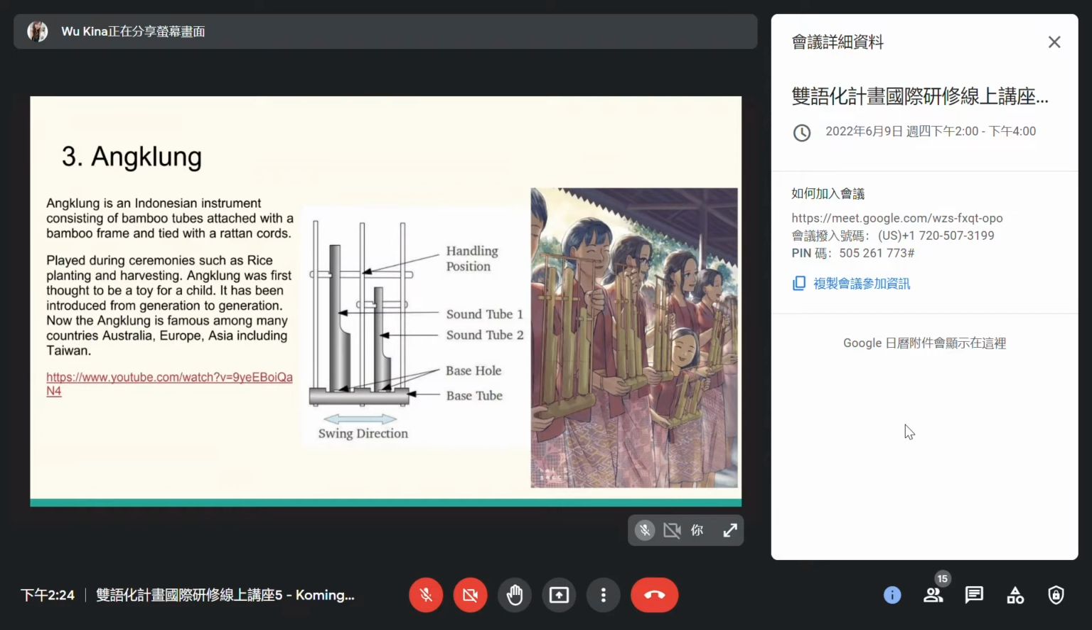But now angklung has become very popular in Europe. Many people bring angklung sets and introduce them in schools or universities. So let's take a look at one of these videos, a documentary video that they took in Australia.